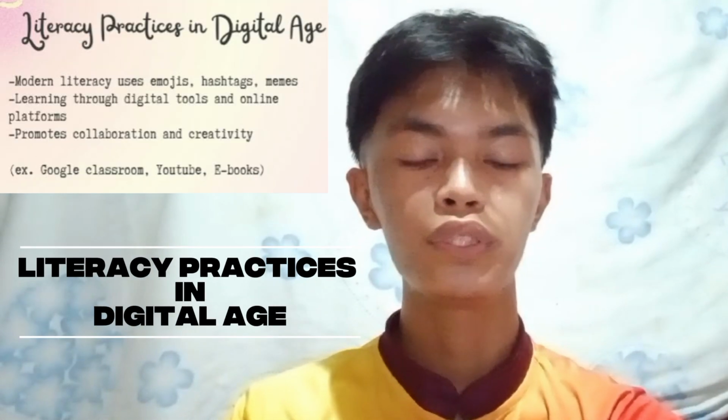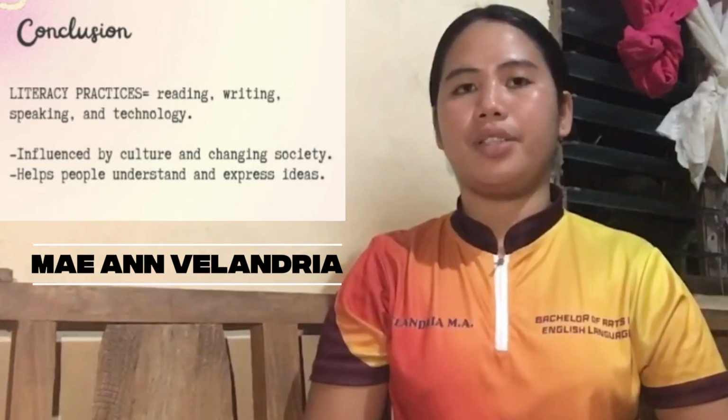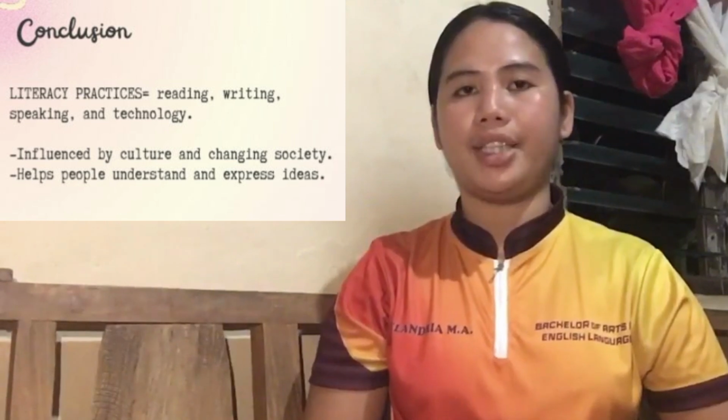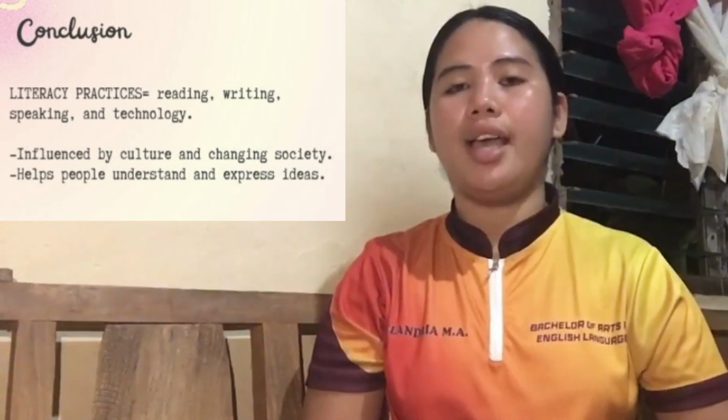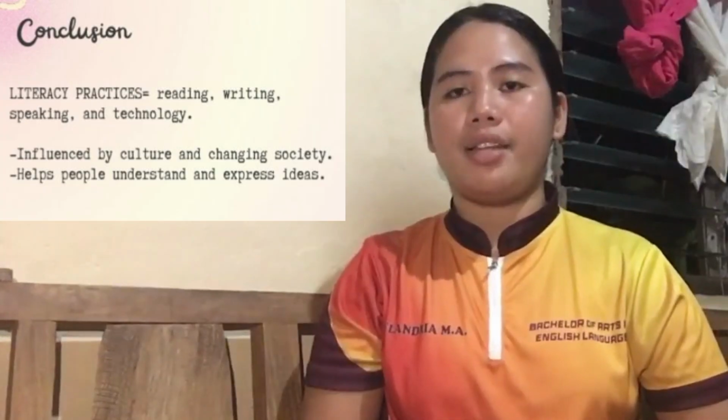Modern literacy uses emoji, hashtags, memes, learning through digital tools, and online platforms that promote collaboration and creativity. For example, Google Classroom, YouTube, ebooks. In conclusion, literacy practices, reading, writing, speaking, and technology, influenced by culture and changing society, help people understand and express ideas.